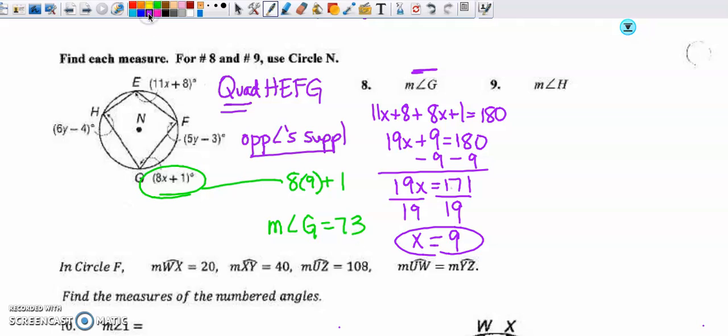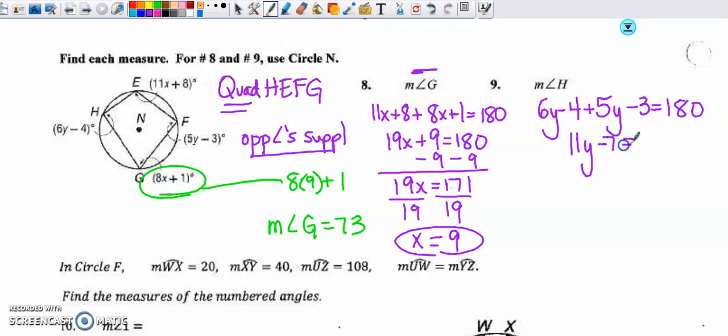So you need to do the same thing with H. The opposite angles there, there's y's there. This would be 6y minus 4 plus 5y minus 3 is 180. So you're going to add those y's together. 11y minus 7 is 180.